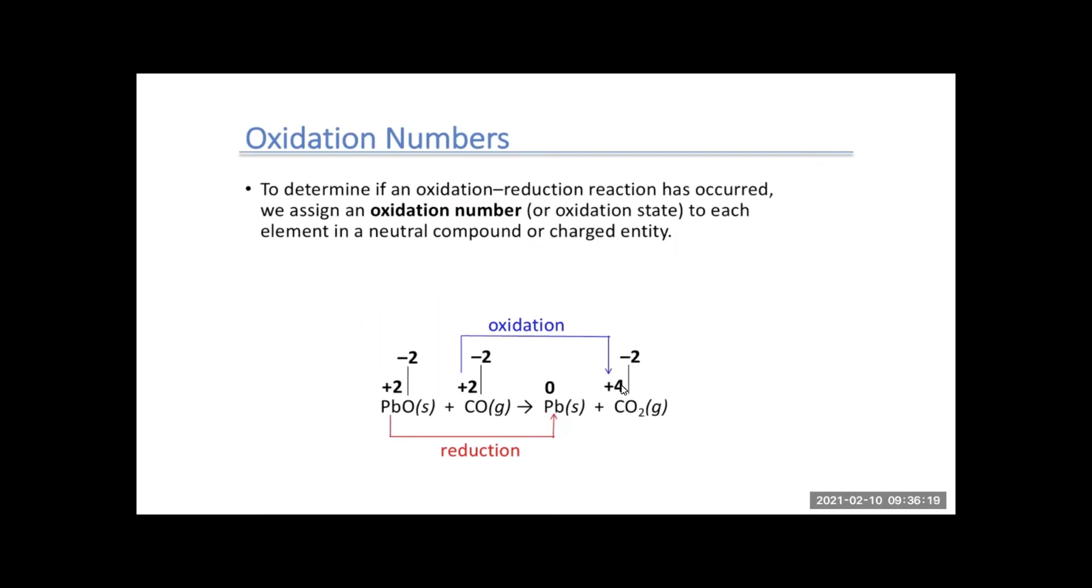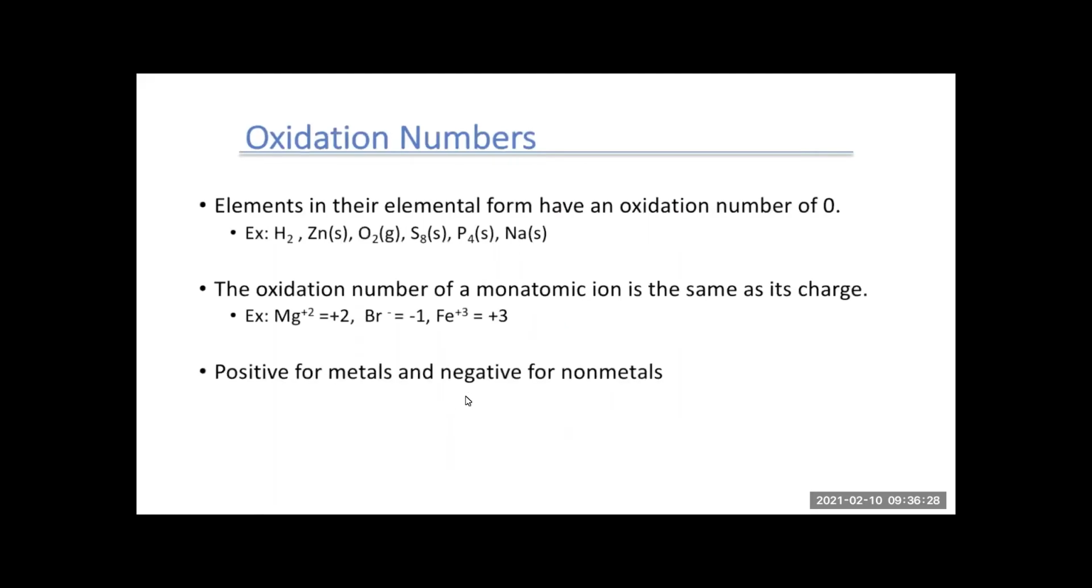Now, I'm sure your question is, how do we assign these oxidation numbers? Where did they actually come from, particularly for the carbon? Well, we have rules for our oxidation numbers. If an element is in its elemental form, its oxidation number is 0.